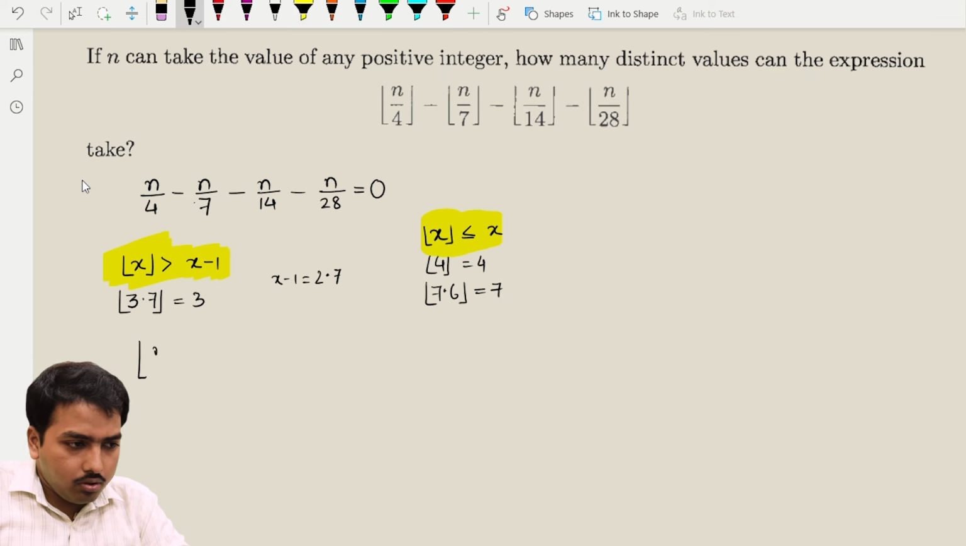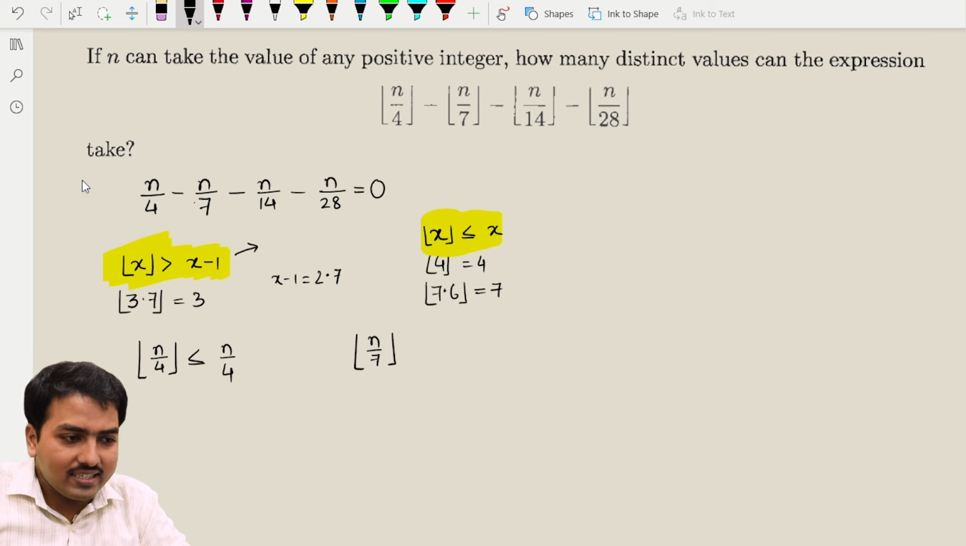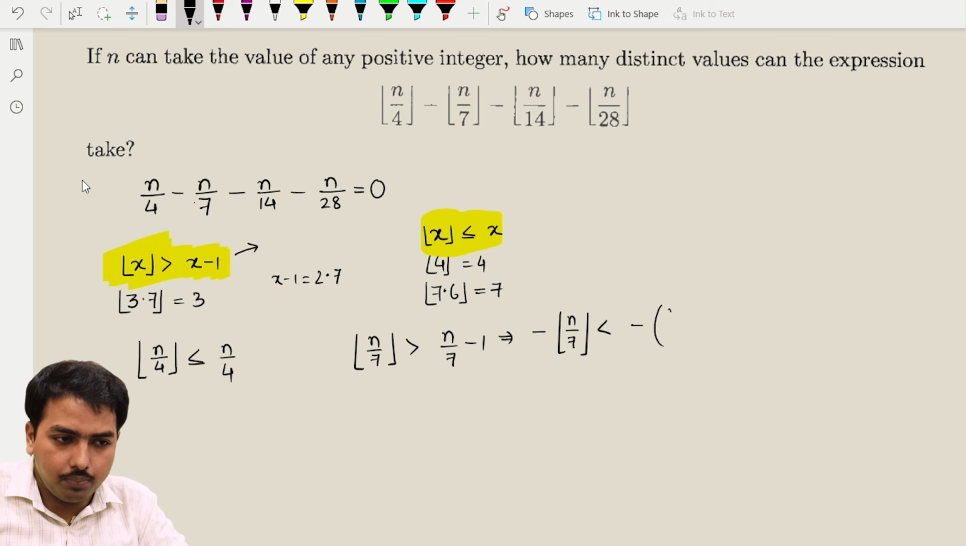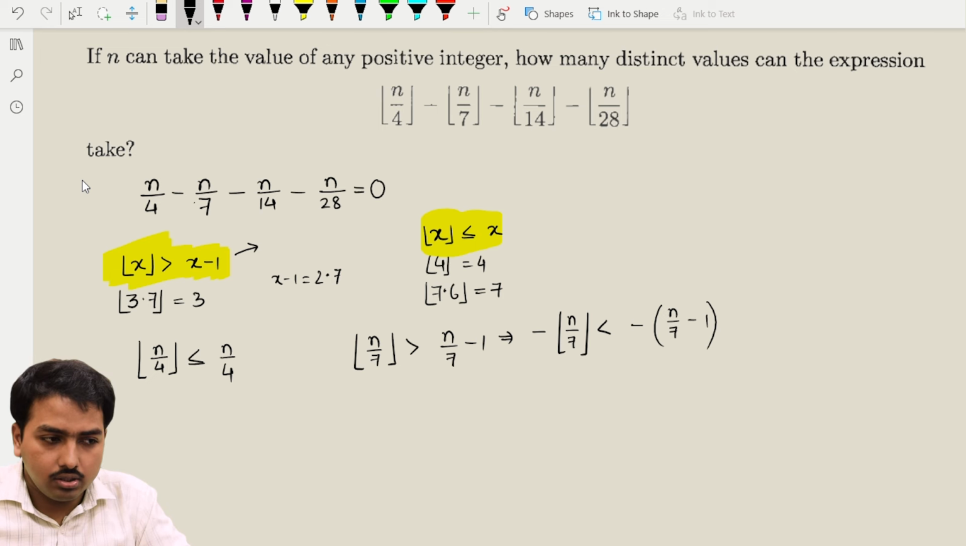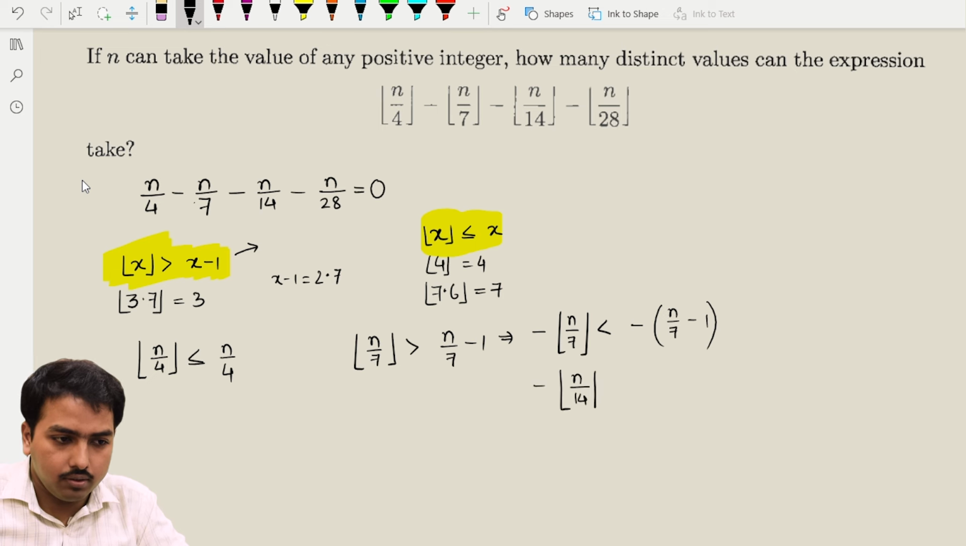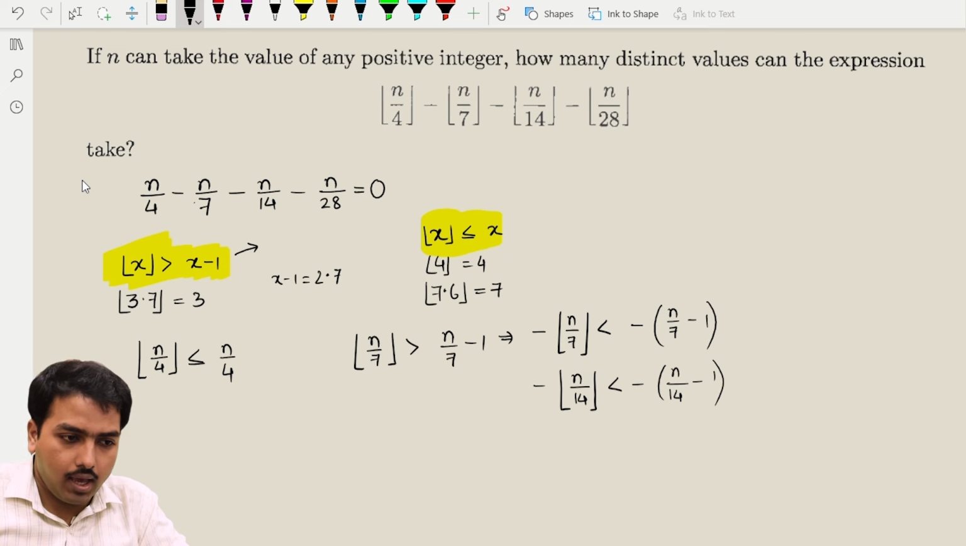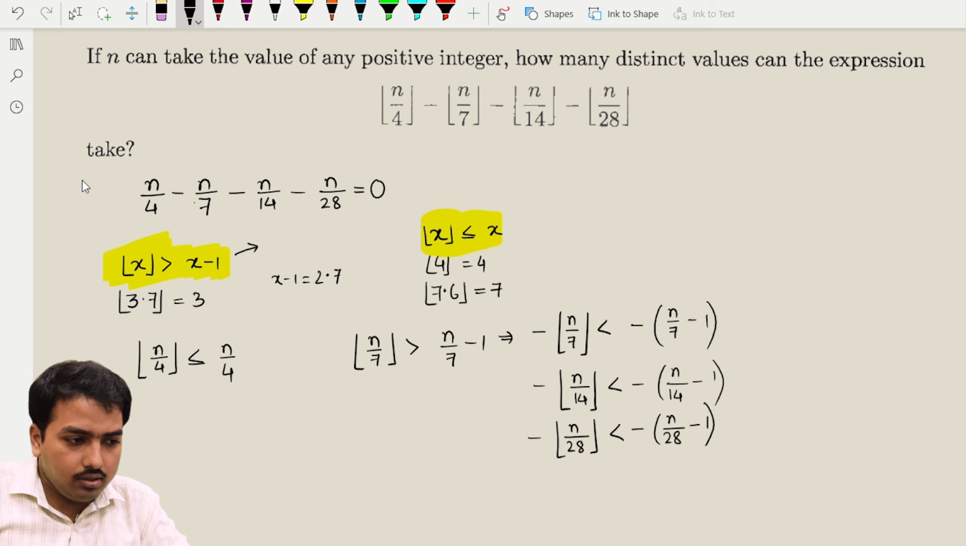So the box of n upon 4 will definitely be less than or equal to n upon 4. Whereas if we use the other inequality on n upon 7, the box of n upon 7 would be greater than n upon 7 minus 1. That means negative box of n upon 7 would be lesser than negative n upon 7 plus 1. We can apply this result to the others and we'll get similar results. Like negative box of n upon 14 will be lesser than negative n upon 14 plus 1, and negative box of n upon 28 would be lesser than negative n upon 28 plus 1.